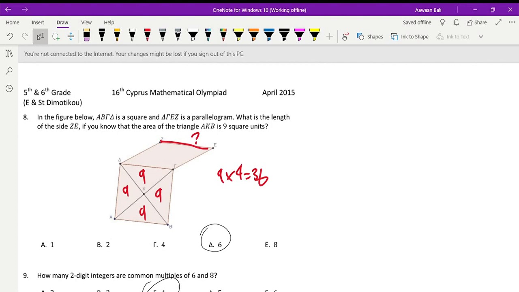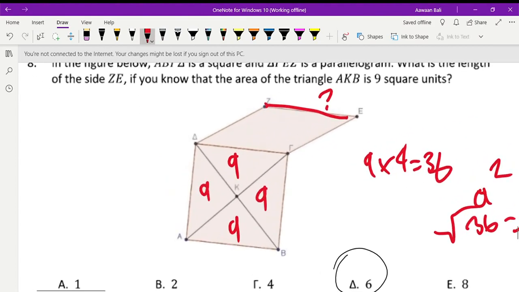Now that means, since a squared, where a is the side of the square, is the area of the square, the opposite of that, when we start from the area to find the side, is the square root of the area. So root of 36 is 6. So we know one side here is 6. That means all the sides are 6.